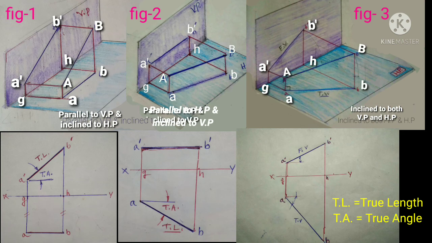So how do we get the true length and true angle? Compared to figure 1 and figure 2, we can see that if we make the front view or top view parallel to a plane, we will get the true length and true angle in the other view.